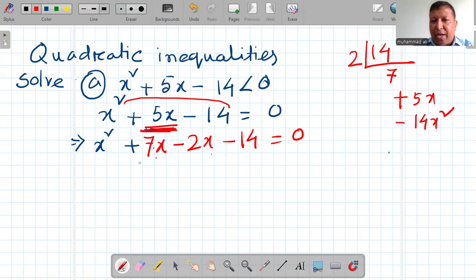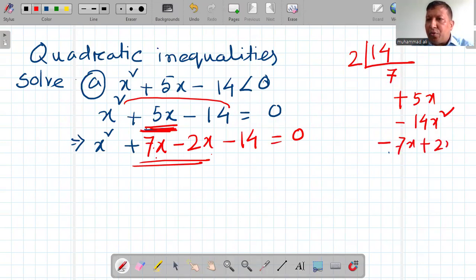So our factorization, this part is okay. If by mistake we write minus 7x plus 2x, what will happen? We will get minus 5x, though their product is minus 14x squared. So we will not choose this one.